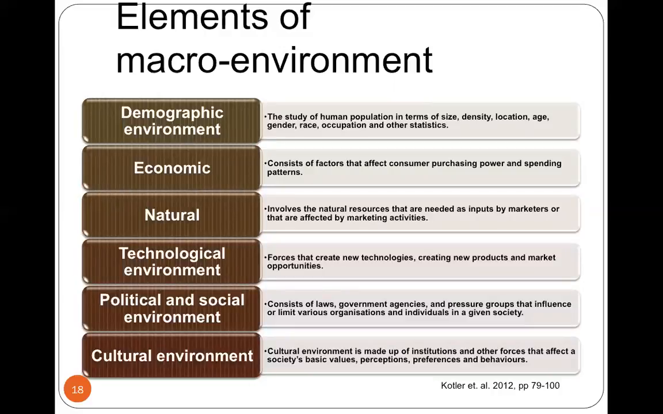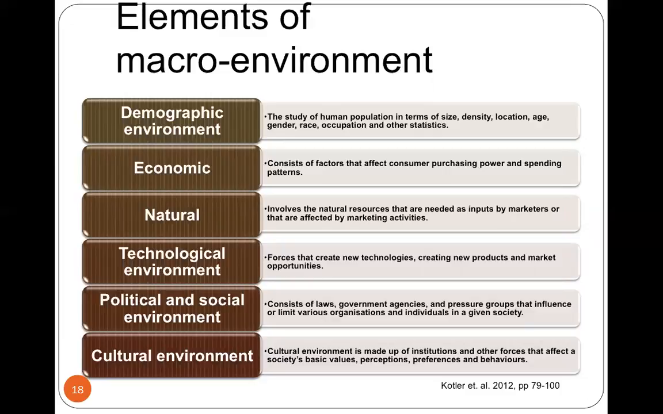The next thing is the elements of macro environment. Some experts suggest 6 elements that include demographic environment, economic, natural, technological, political and social environment, and cultural environment. Okay, now let's have a look at them one by one. Demographic environment is actually the study of human population in terms of size, density, location, age, gender, race, occupation, and other stats. Now, you may recall that a couple of months ago, the Australian government conducted the census survey. So that gives us an idea of the demographic profile of the Australian population.